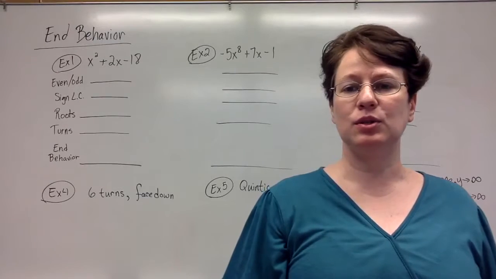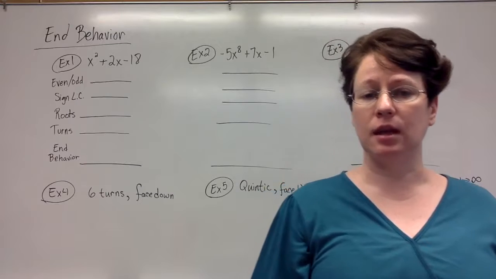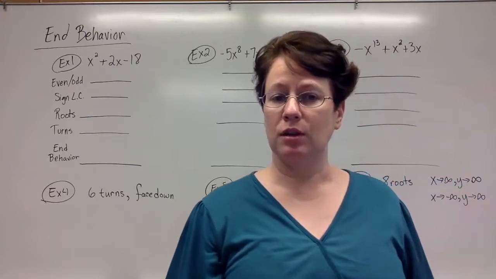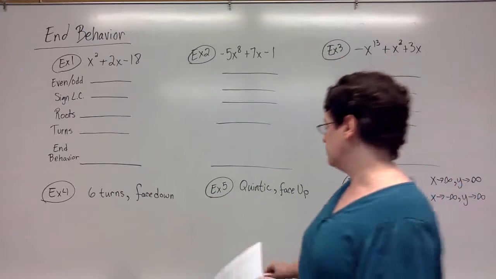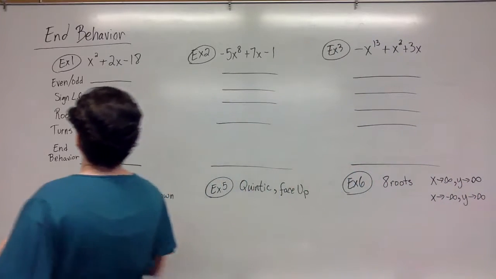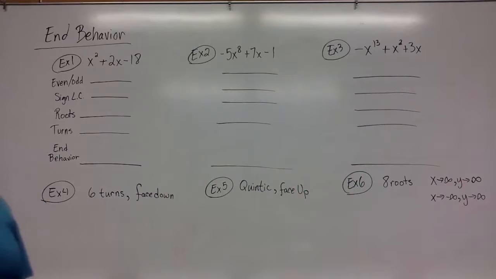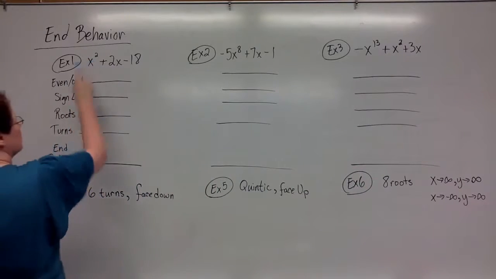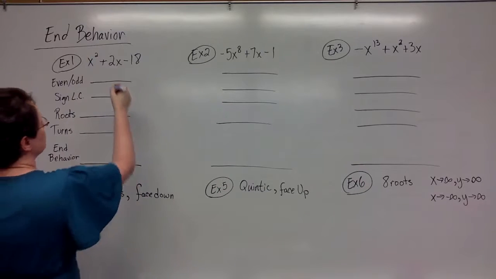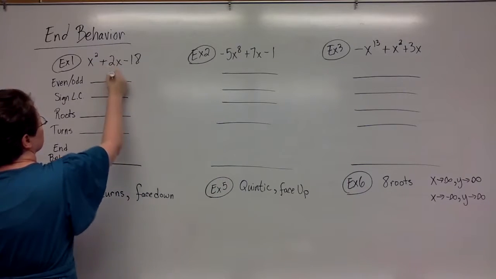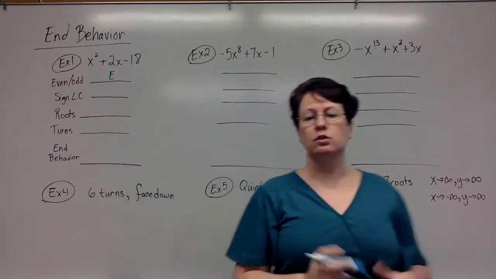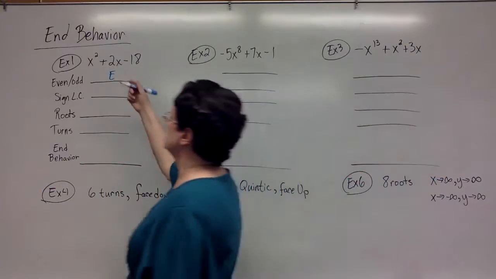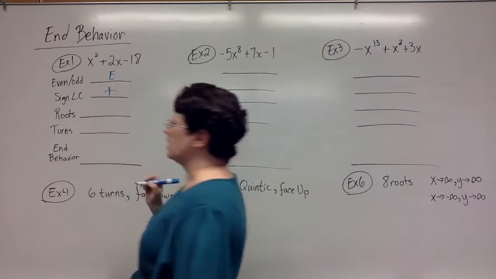And now let's do some end behavior examples so that we make sure that we understand how to use the information we just covered in the notes. All right, so we're doing the exact same thing. Example 1, is it even or is it odd? Well, I look at the degree. The degree is 2. 2 is an even number. The next question is the sign of the leading coefficient. What's the leading coefficient? It's a positive 1, so my sign is positive.